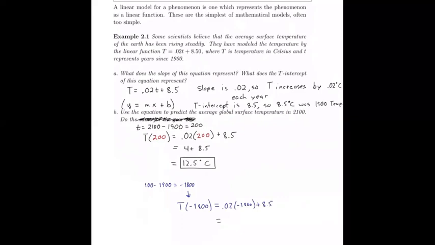Sure, it's accurate regarding the mathematical model, but is it actually useful, right? So I think this will come out to negative 36 plus 8.5, and that's going to bring us down to negative 27.5 degrees Celsius would have been the average temperature in the year 100. Now the question is, do we believe that that was the case?